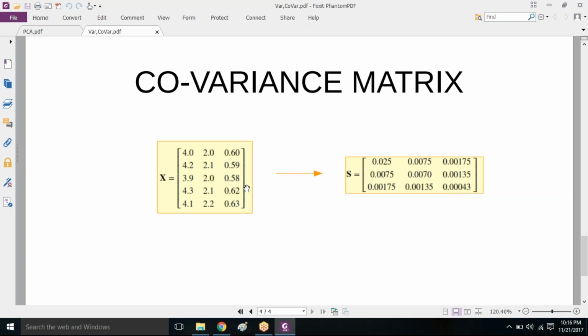3 dimension. X or S? 3 dimension x. So what will be the S? S is the covariance matrix. So what is S? S is 3 into 3, right? So that's what I have told you. Whatever be the number of dimensions, a square matrix of the same dimension will be made.